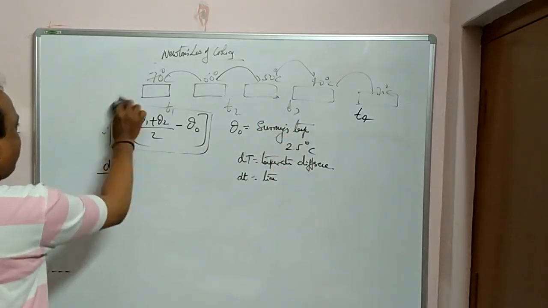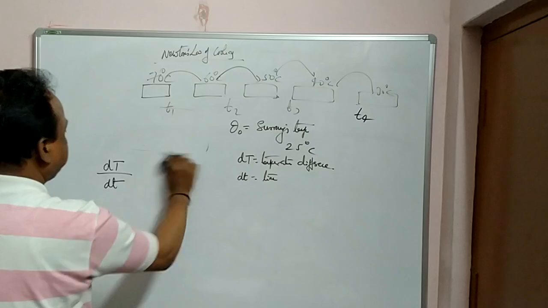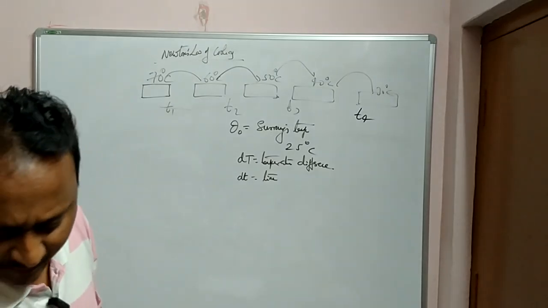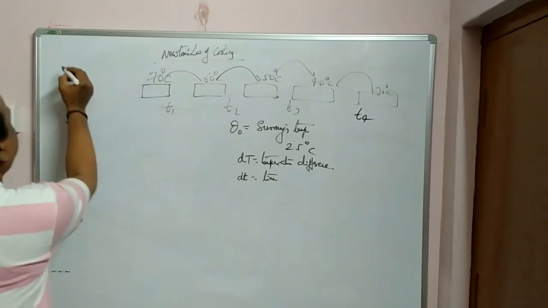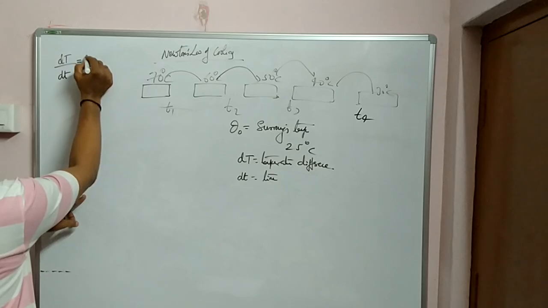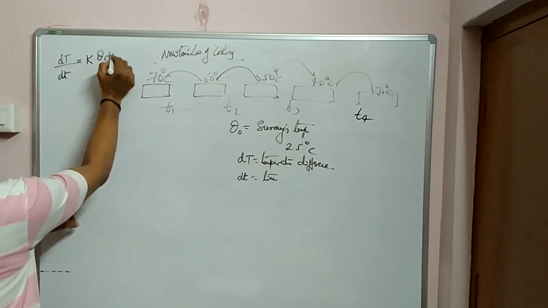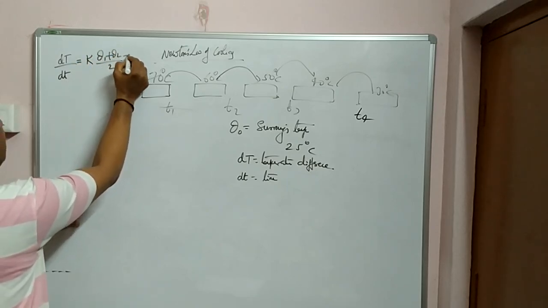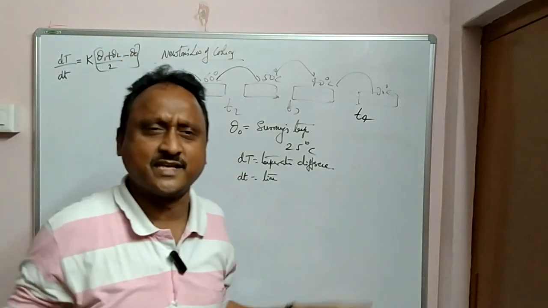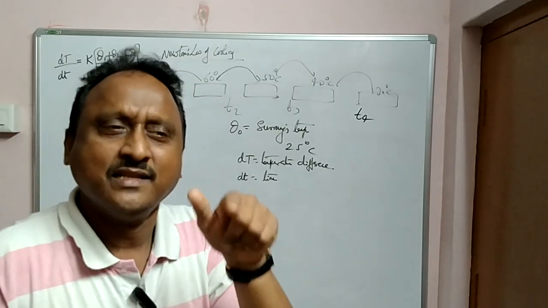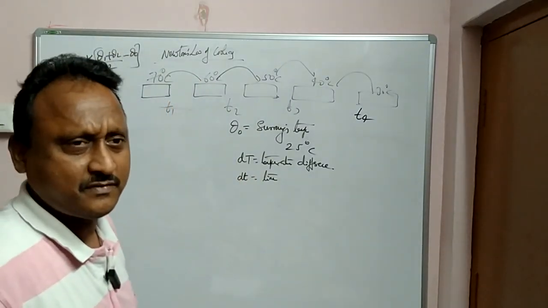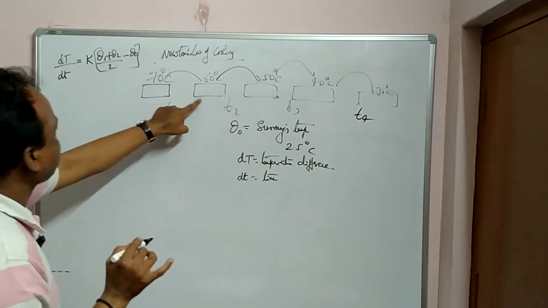Now I will apply this formula for this numerical and let us see what happens. For the above problem, what is the formula? dθ by dt is equal to a constant into (θ1 plus θ2) by 2 minus θ0. I have taken the magnitude and removed the negative sign, because the rate of falling is a fall in temperature. Here k is a constant. Now I will apply it for the first body.